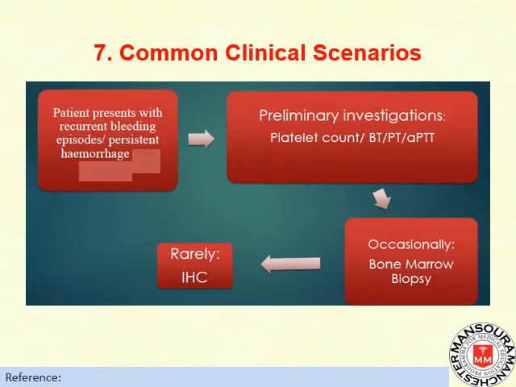Another scenario: if we have a patient with recurrent bleeding episodes or persistent hemorrhage, what preliminary investigations should be ordered for this kind of patient? Platelet count, bleeding time, prothrombin time, and activated partial thromboplastin time. And if we have a conclusive result from the preliminary investigation, we can make a conclusion. If not, we can order a bone marrow aspirate and biopsy. If we don't have conclusive results from this occasional investigation, we can go to the rarely ordered investigation in this condition, which is immunohistochemistry for the biopsied bone marrow.